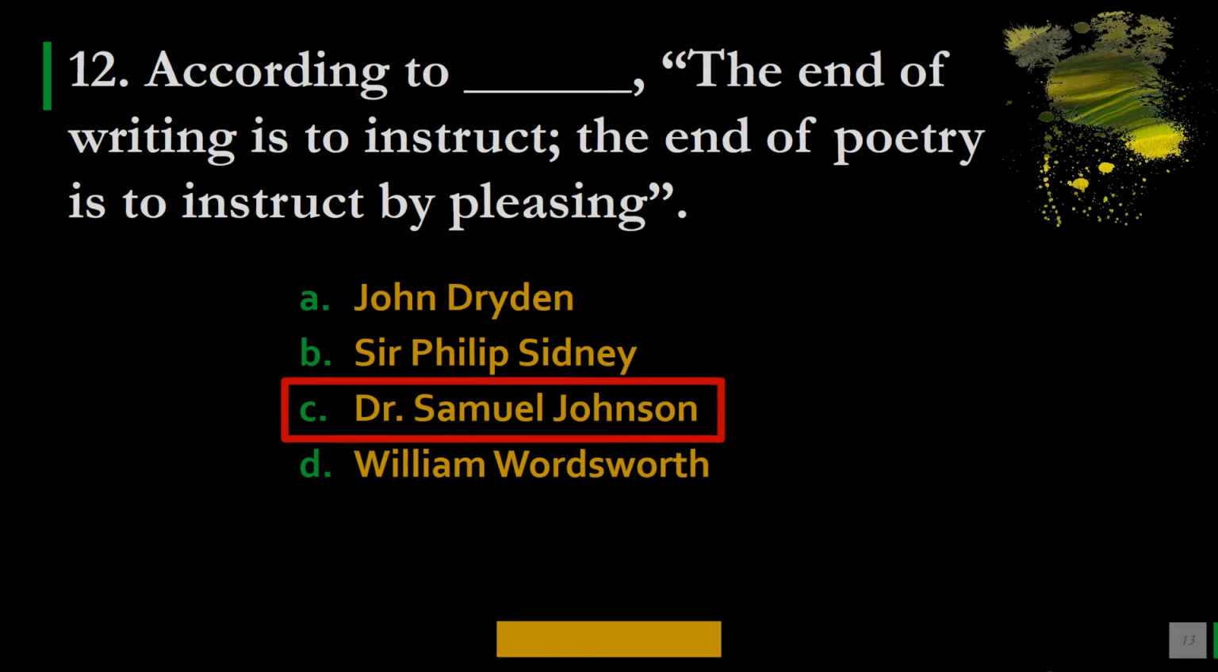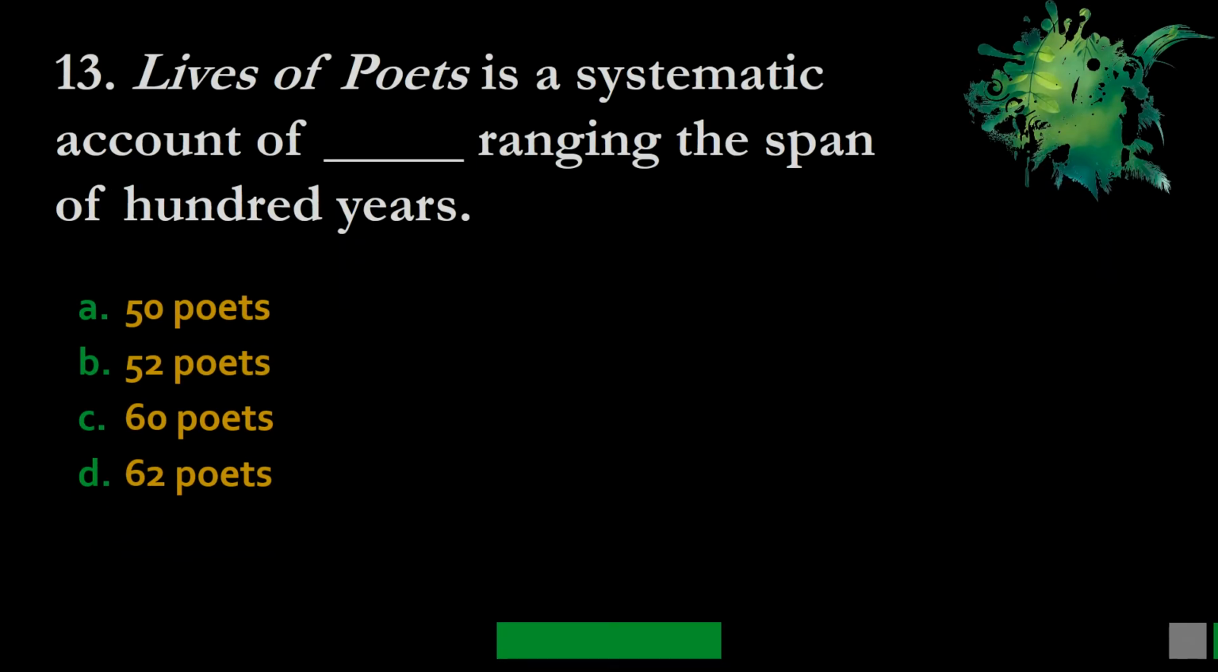13. Lives of Poets is a systematic account of dash ranging over the span of 100 years. So how many poets are discussed there in the work called Lives of the Poets, which is written by again Dr. Samuel Johnson? We have options: A, 50 poets, B, 52 poets, C, 60 poets, and D, 62 poets. Please note down the correct option, and the correct option is B, 52 poets.